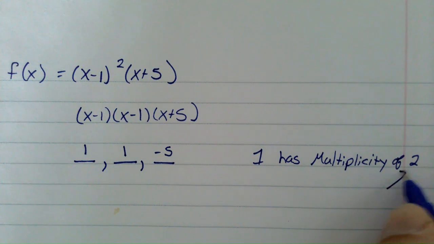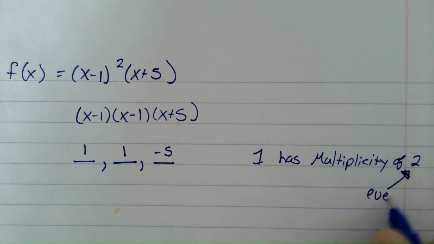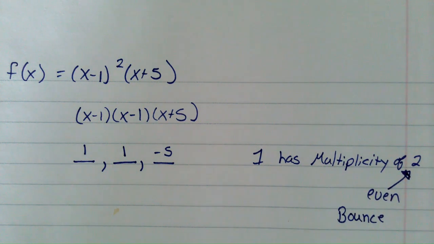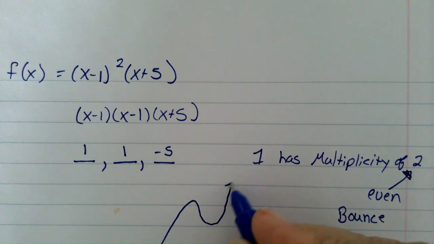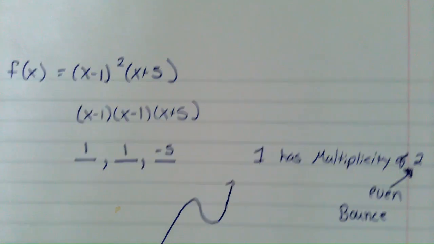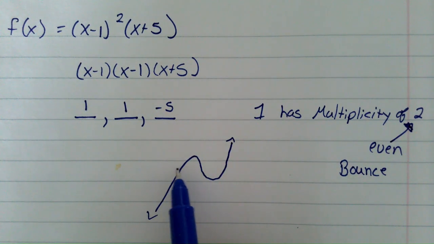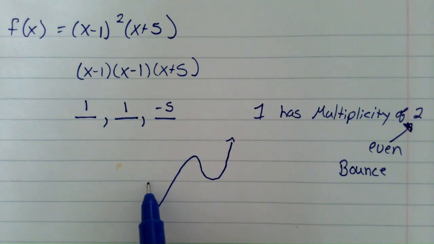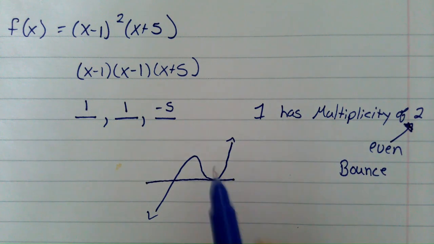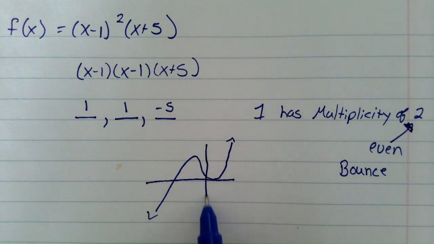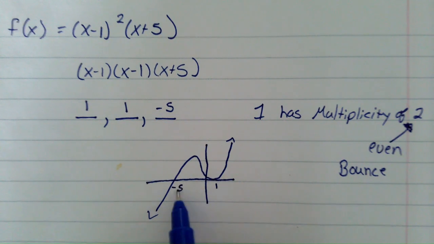Because that is even, it causes, I call it a bounce. Some books say does not change signs. So we're still getting that S shape going on, but now instead of the x-axis being through the middle of the S's, it's right here. And it bounced at 1 and it crossed at -5.